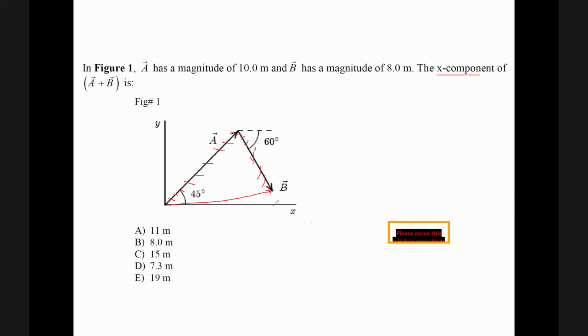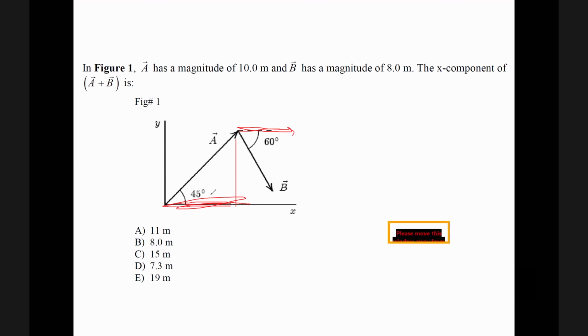Where is the X component of A plus B? This is it. He wants this. How to find it? Get the X component of A and the X component of B. Is the X component of A positive or negative? Positive, which is this one, right? Is B's X component positive or negative? Also positive, which means I need to add both of them.